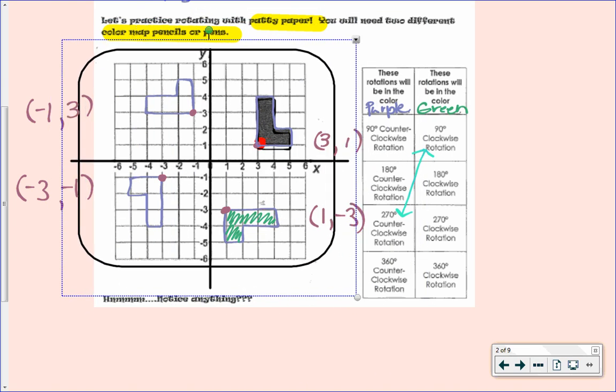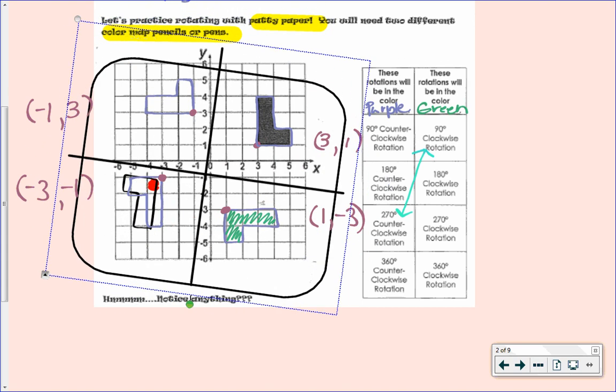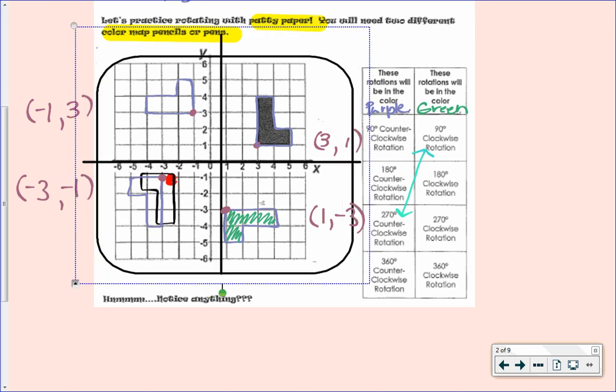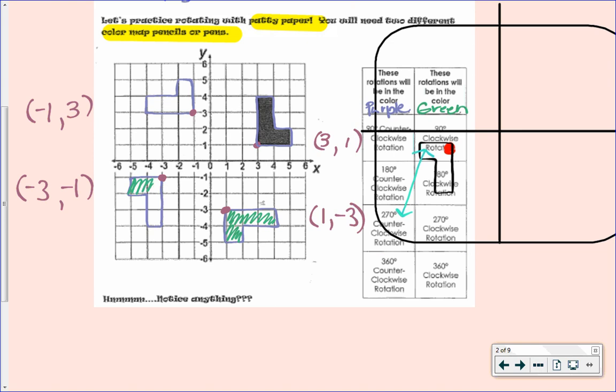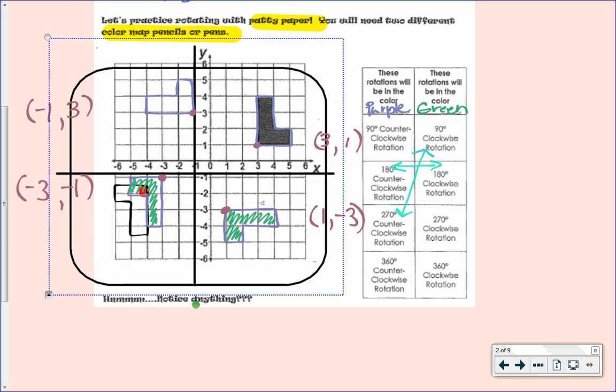Okay? Our next rotation is 180 degree clockwise rotation. So we're going to turn as a clock, 90 degrees, 180 degrees. What do you notice? It's the same as what? Exactly. So 180 degree clockwise rotation is the same as 180 counterclockwise. So if we do 180 degrees, does it matter if it's counterclockwise or clockwise? No. Absolutely not. So don't let that bother you. Okay? Let's go ahead and reset. Are you seeing a pattern here? Yes. Good.